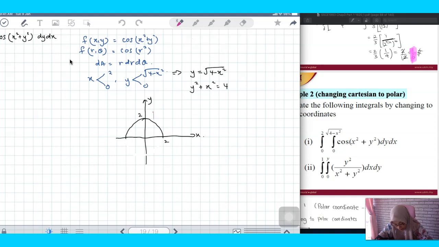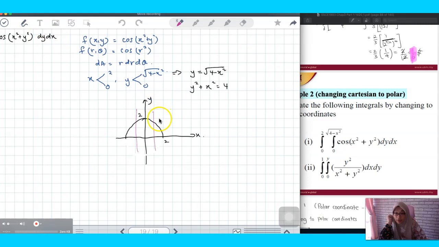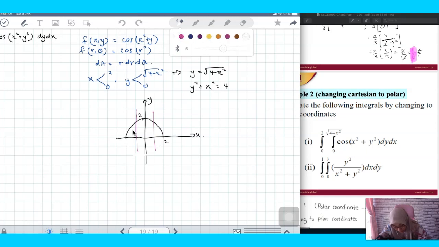So we have a vertical line because x is constant. Then you look at your limit of x. So x is only 0 to 2. So x is only positive, 0 to 2. That means this should not be part of our region, so you have to erase that. So this is not part of the region. The region that we have only lies on the first quadrant.